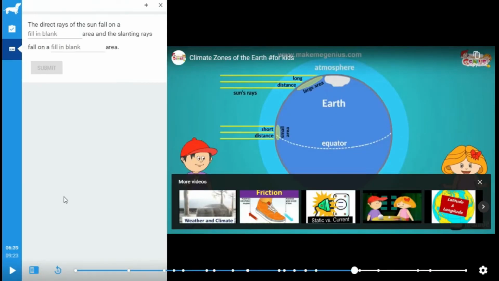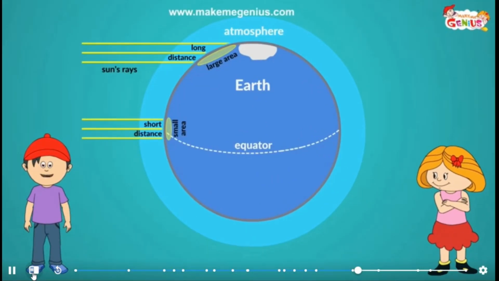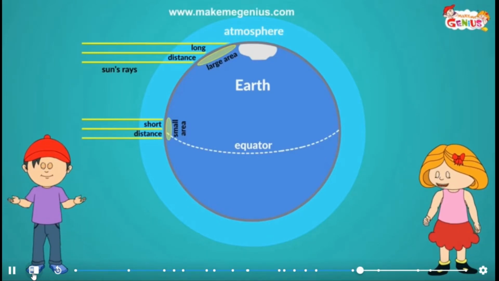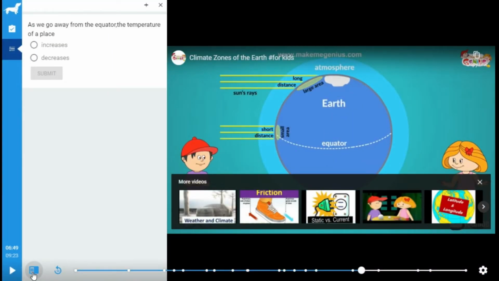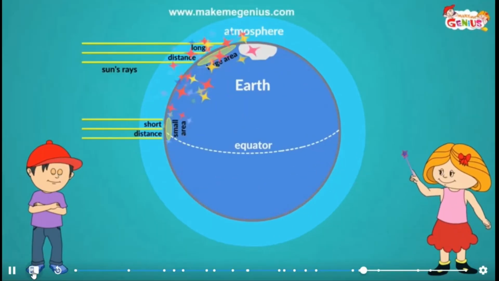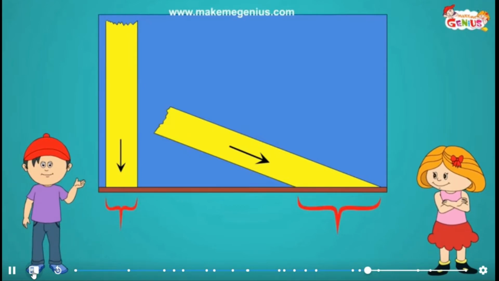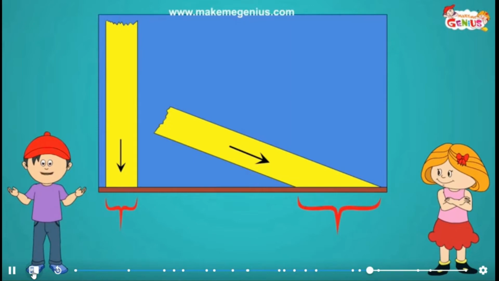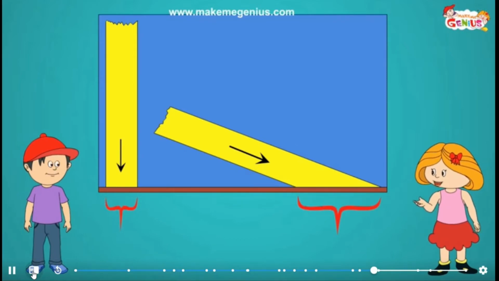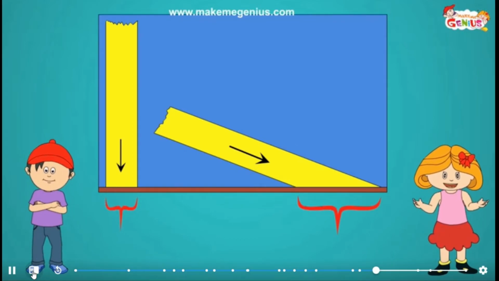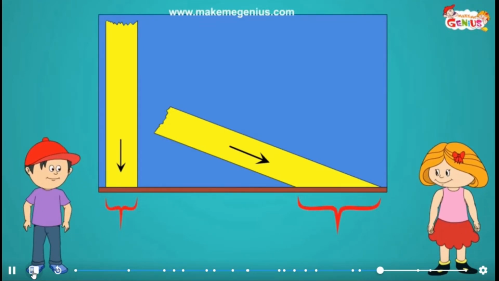Oh, that's why the temperature decreases as we go away from the equator. Let us see it once again to understand it more. Oh, it is very clear in this picture. The area covered by the rays falling directly is smaller than the area covered by the slanting rays. Yeah, that is why areas near the equator get more heat, but areas near the poles get less heat, as the same amount of heat is spread over a large geography.